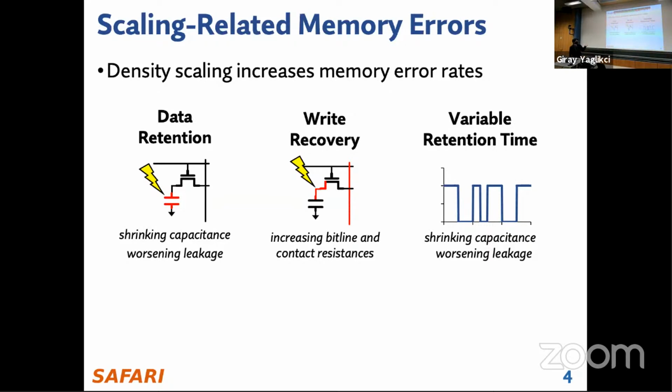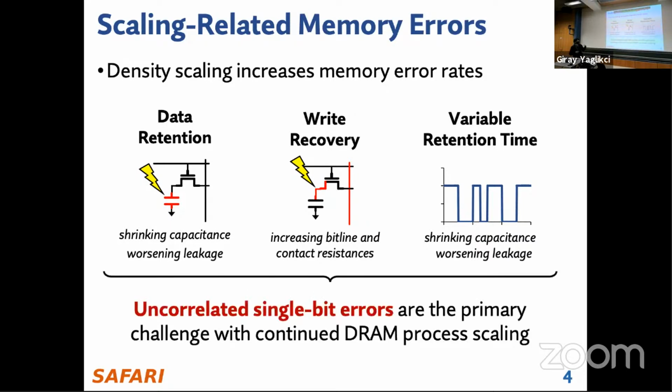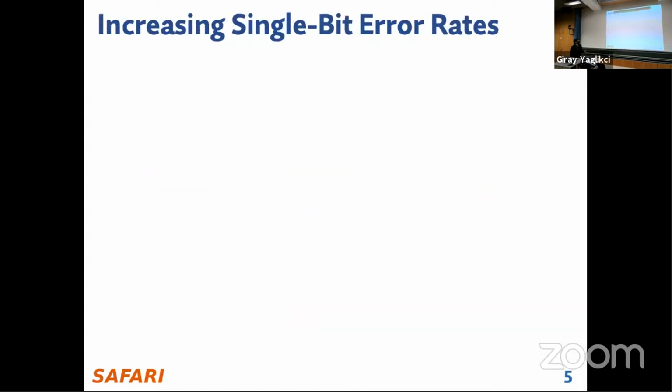And so all three of these are technology-specific phenomena that cause errors in DRAM. In particular, all three of these manifest as uncorrelated single-bit errors. These are typically accepted to be the primary DRAM technology scaling challenge today. And so we're focusing on these single-bit errors in this work. Let's take a look at how we might deal with these increasing single-bit error rates.